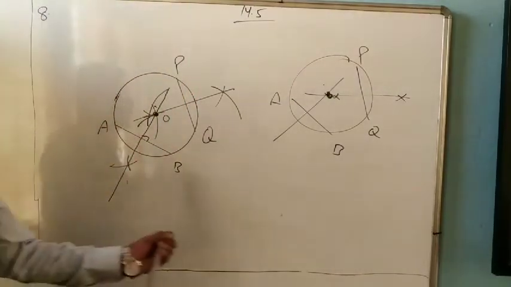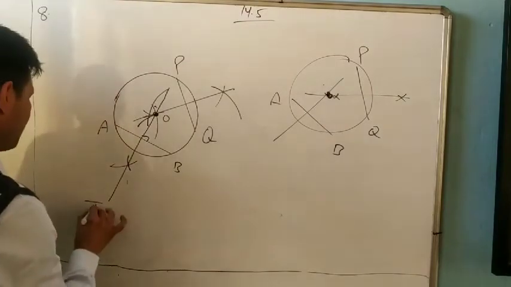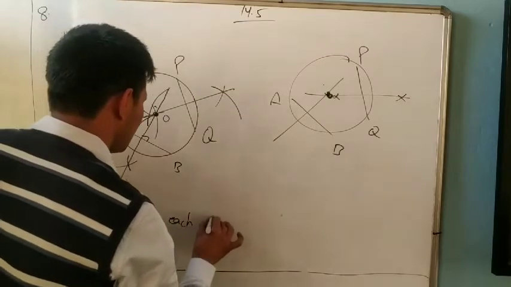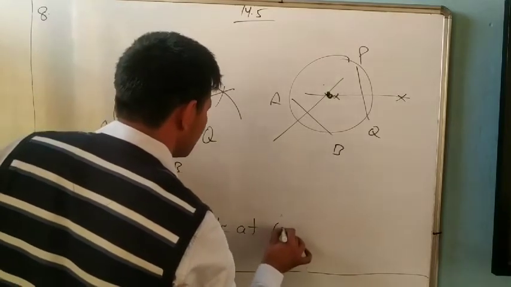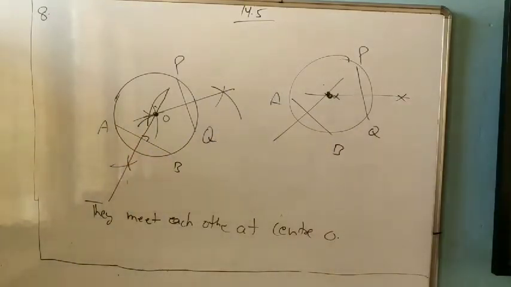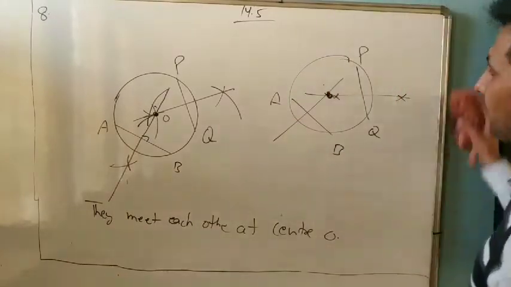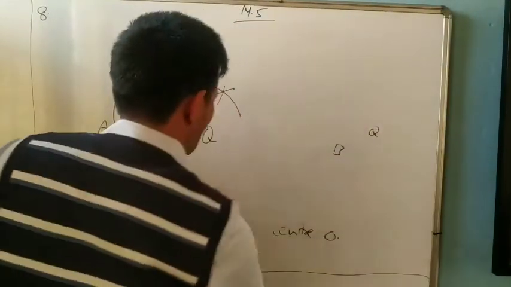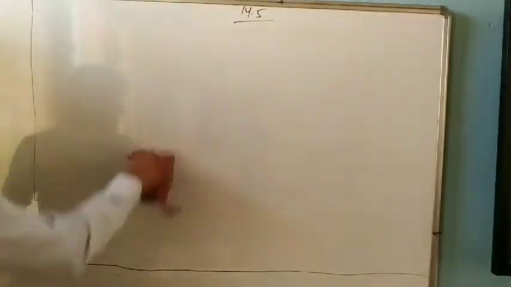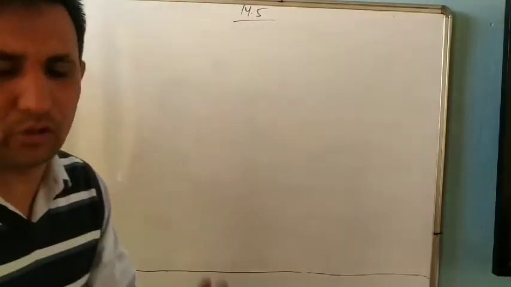So you will write the steps yourself. I already sent you a PDF also. You write, they meet each other at center O. Understand it? They meet each other at center O. Now the last question remains, only question number 9. So you will draw yourself by using scale and compass. Question number 9, I think you can write the steps yourself.